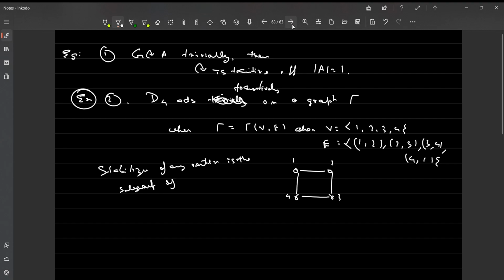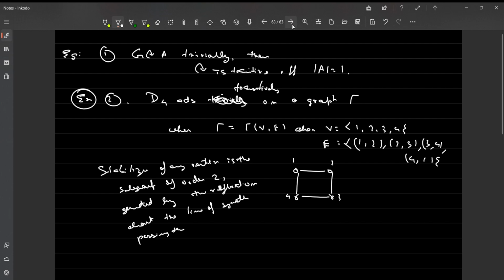So the stabilizer of any vertex is the subgroup of order 2 generated by the reflection about the line of symmetry passing through that point. Clear? Okay.